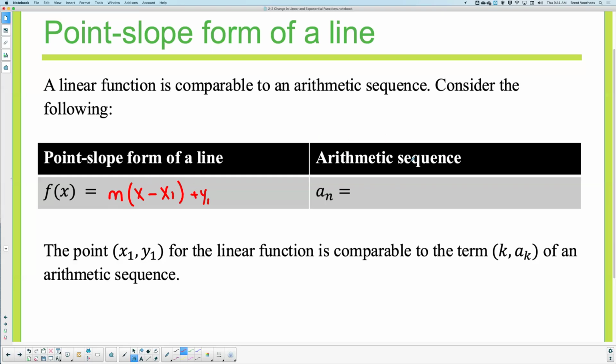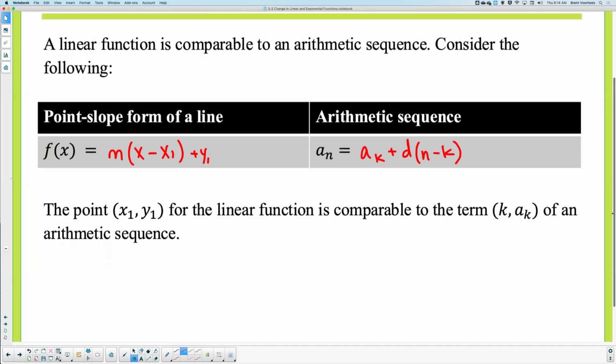Now I want you to compare this to what we were doing in lesson 2.1. In lesson 2.1, I gave you an arithmetic sequence, and I told you the formula is this: a_k plus the common difference, which we called the letter d, times (n minus k). That was the formula I gave you. I know if you did your Delta Math, you would have seen a slightly different formula. I recommend you use this one because it's more powerful. Now, let's make some comparisons here. These two formulas are extremely similar. If you look, they both have something multiplying a parenthesis, and they both have a constant being added.